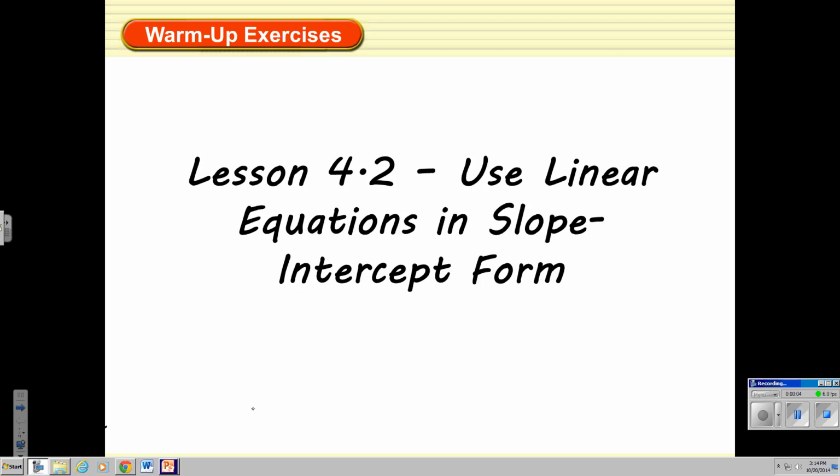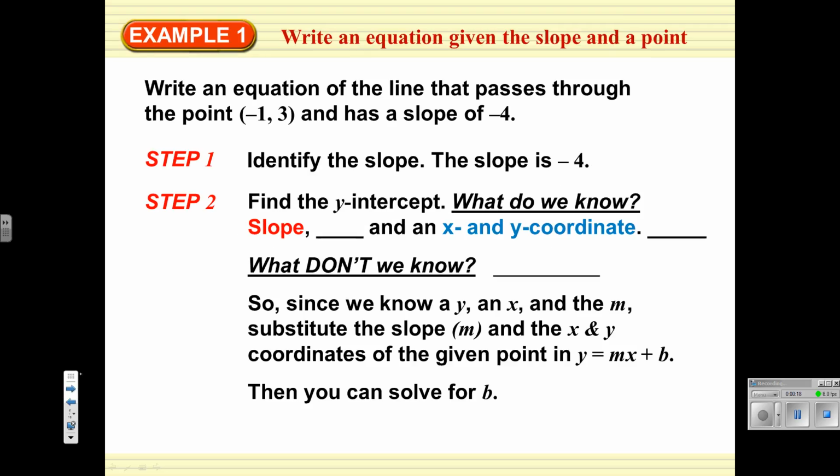All right, this is chapter 4, lesson 2, using linear equations in slope-intercept form. So we wrote linear equations in slope-intercept form in our previous lesson, and now we're going to actually use them in slope-intercept form. So, starting with example 1, write an equation given the slope and a point. This time, they're not going to give us the y-intercept. In our last lesson, they gave us the slope and the y-intercept.